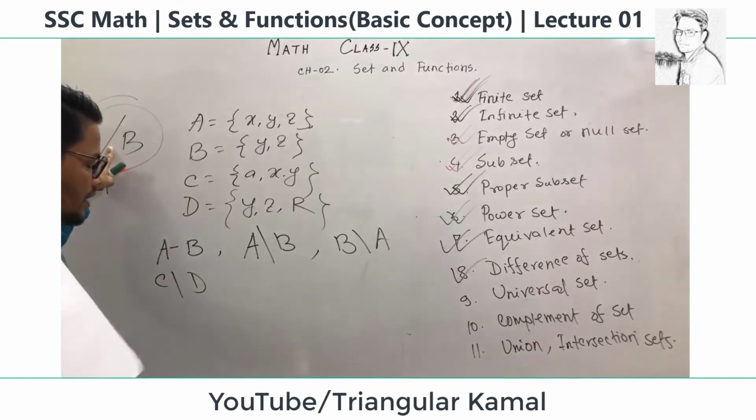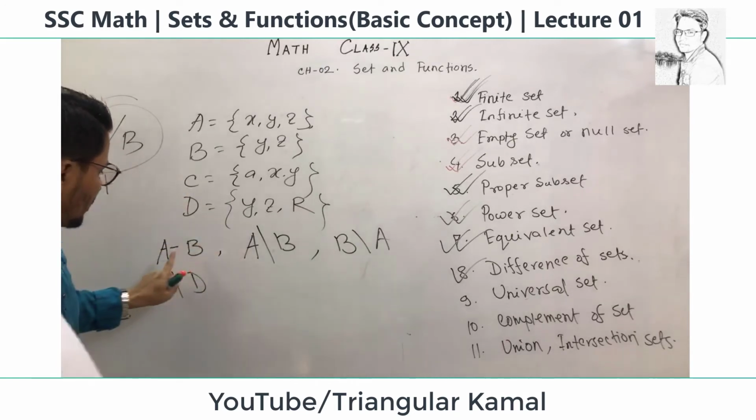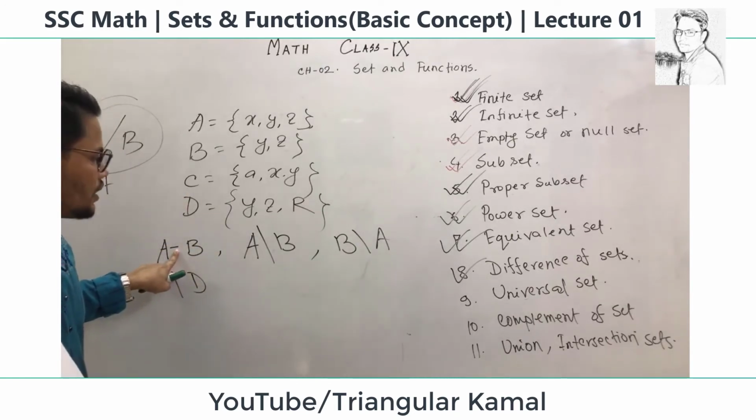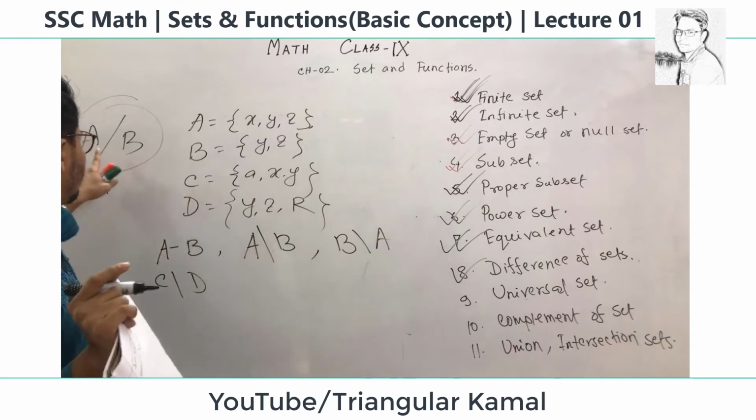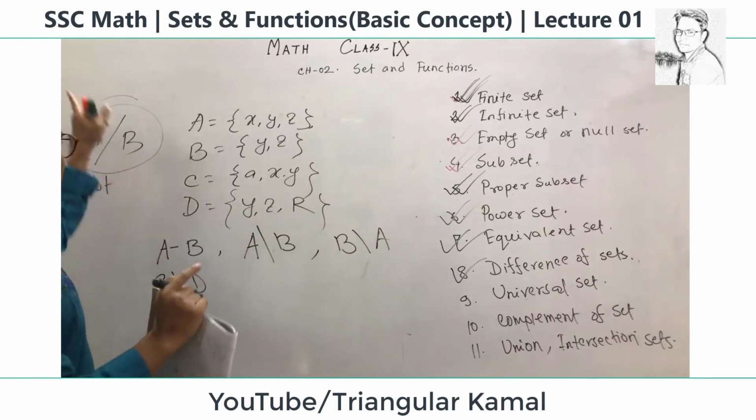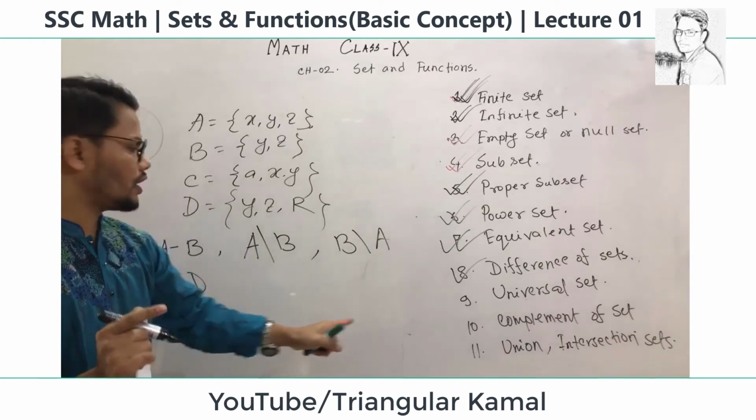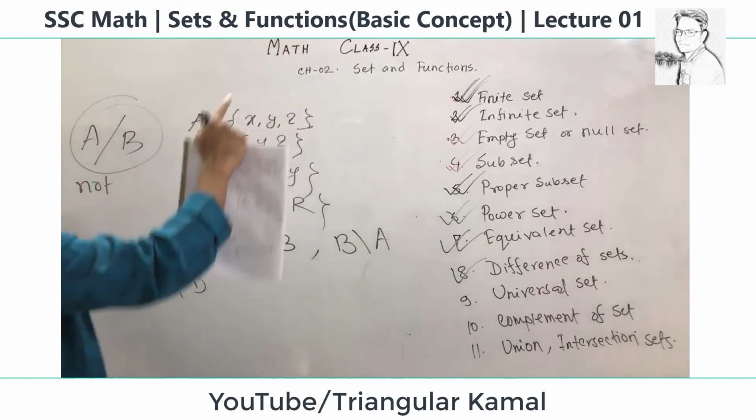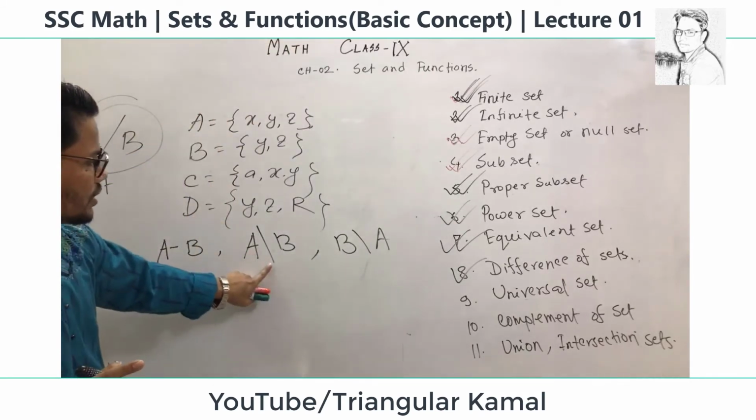My dear students, give attention. In time of writing, you can use this, the difference symbol, or this one, but not this one. This is the left corner to right corner, not top right corner to down left corner. This one is the accurate symbol.